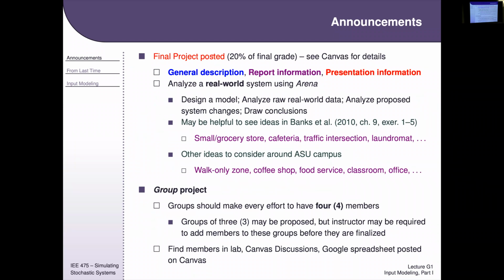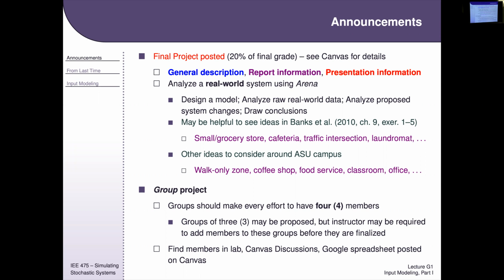So let me just double check why this isn't advancing. The final project is posted. In the final project, you're going to be getting in groups of nominally 4, but 3 is sometimes okay. If you propose 3 group members, I may have to add a member depending on how the logistics work out, in case there are people left over who couldn't find a group. So 4 is nominal and is ideal.